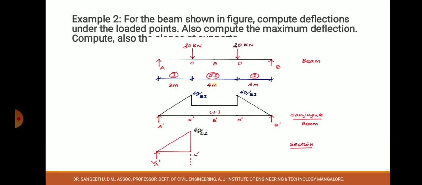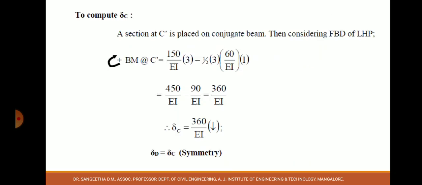This is clockwise. Then loading. Taking moment of the loading: half into base is 3 meter into 60 by EI, into the CG of this triangle, which from E to C is 2 meter plus 1/3 of 3. Then the rectangle, 2 meter into 30 by EI.